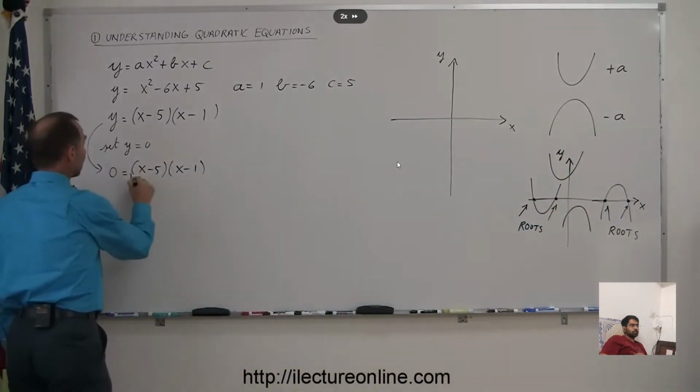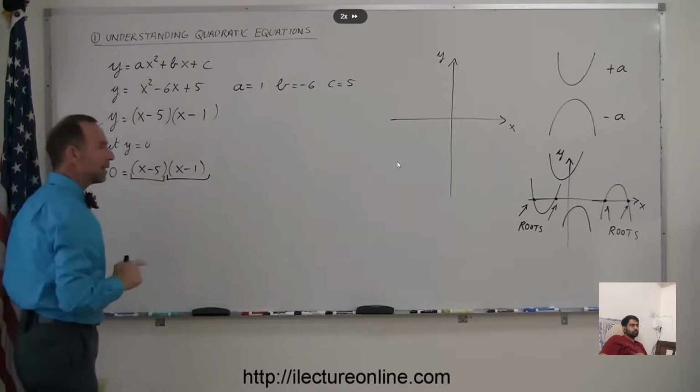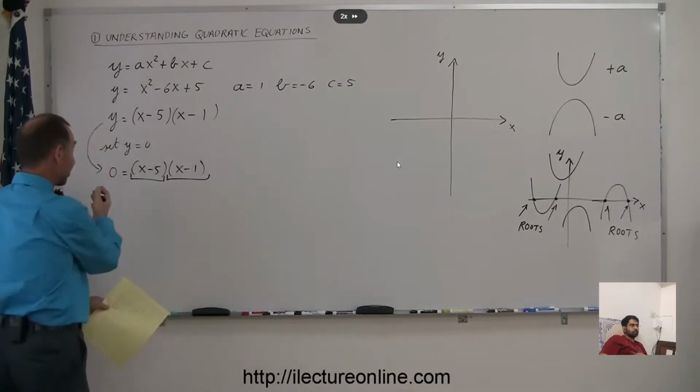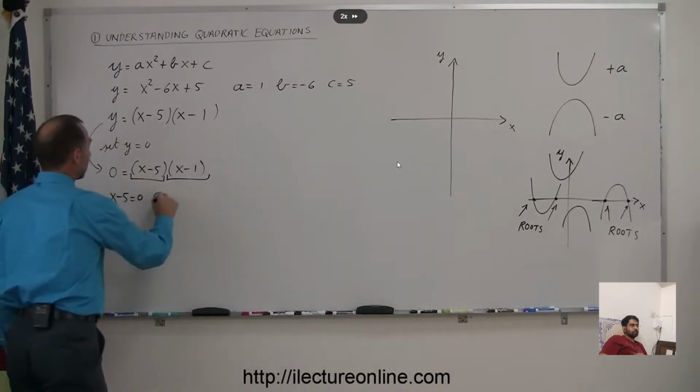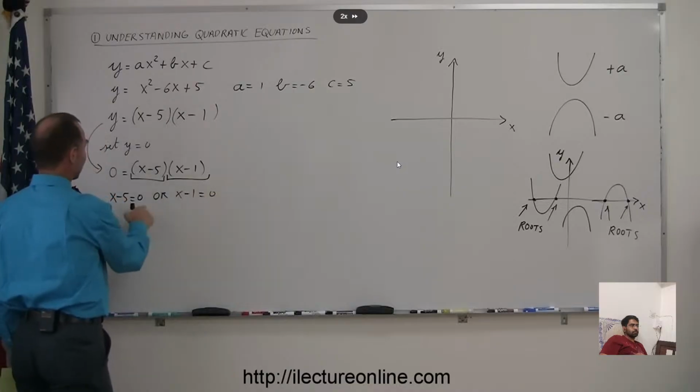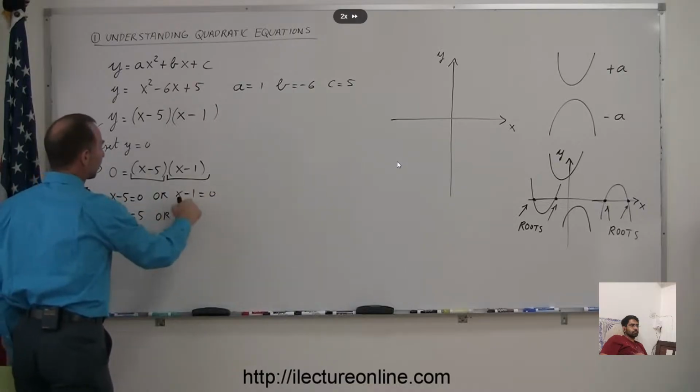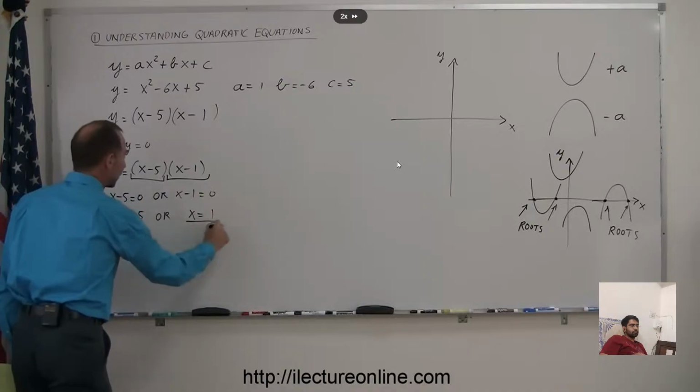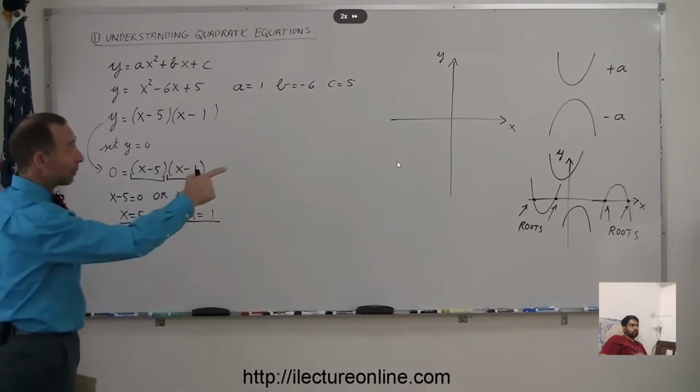Now, if I have two quantities multiplied together and the solution is 0, that means either one or the other must be 0, because the only way you can multiply two things together and get 0 is if either x minus 5 equals 0 or x minus 1 equals 0. And of course, if x minus 5 equals 0, then x must equal 5, or if x minus 1 equals 0, then x must equal 1. And those are the locations in this particular example where the parabola will cross the x-axis.